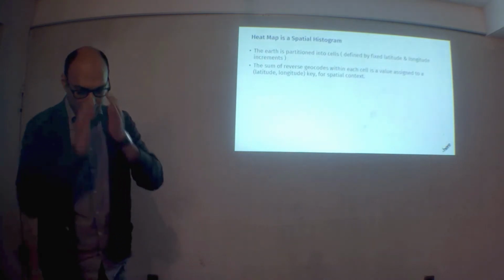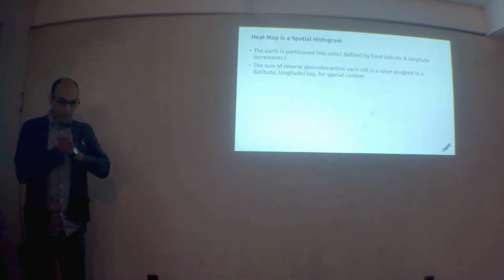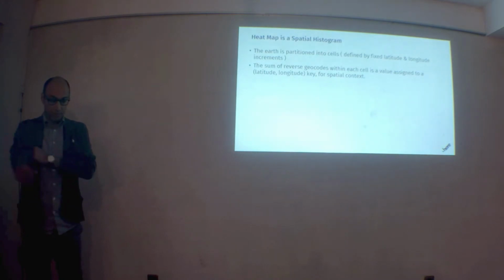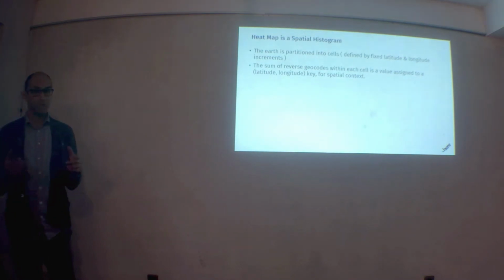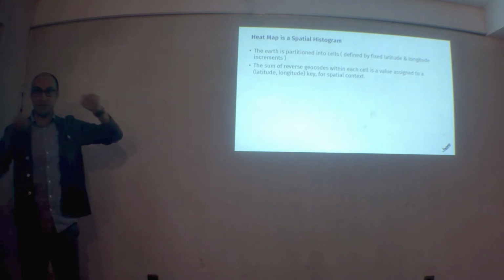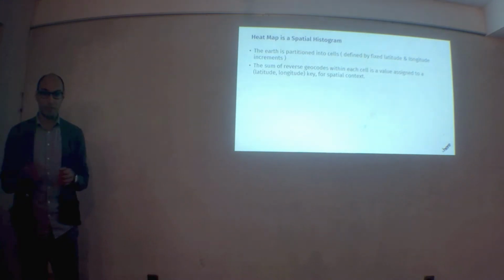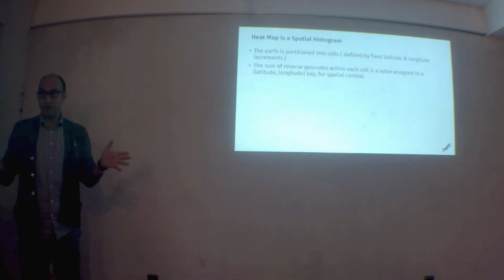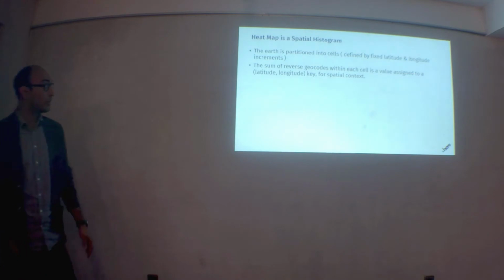So the reason we care about the heat map in our service is that we use it to rank those results. We use it as a signal to compute something we call place importance, and the heat map is basically a distribution. So you can think of it that way.